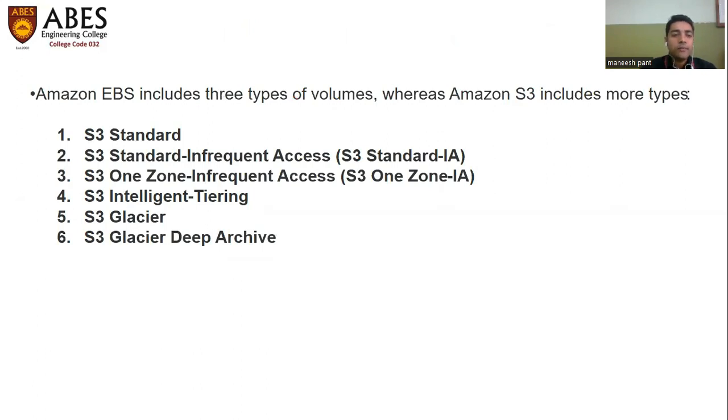We have seen that EBS was of 3 types: one is SSD based, then HDD based, and then previous generation. Whereas S3 is of 6 types: S3 Standard, Infrequent Access, S3 One Zone Infrequent Access, S3 Intelligent Tiering, S3 Glacier, Deep Archive. So these types I have already discussed in the S3 video. You can check that video out to get more understanding of what S3 is, and the implementation video is also there.